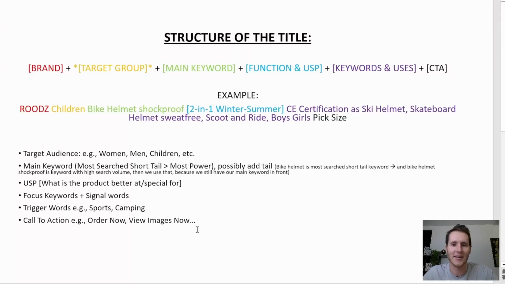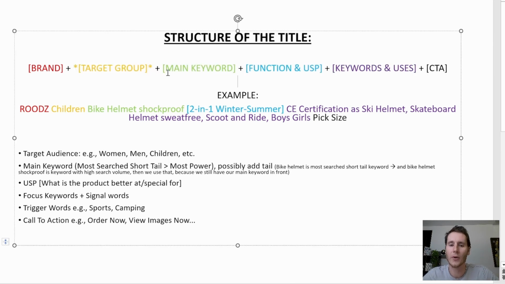So let's start. The structure of the title according to the Amazon guidelines is, first of all, in the first position you'll have to put your brand name. Then in the second position you can add your target group. Now this will be required in just a few cases. For most of the products you don't need that, so you can just skip that and then go right away to your main keyword that then is in the second or in the third position.